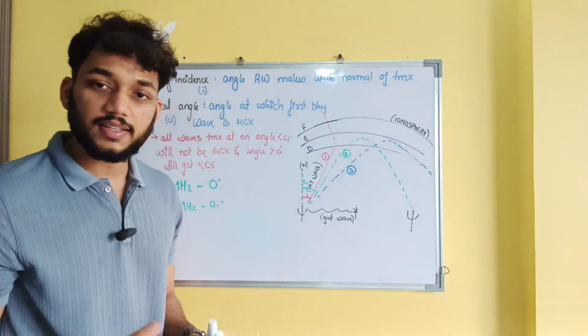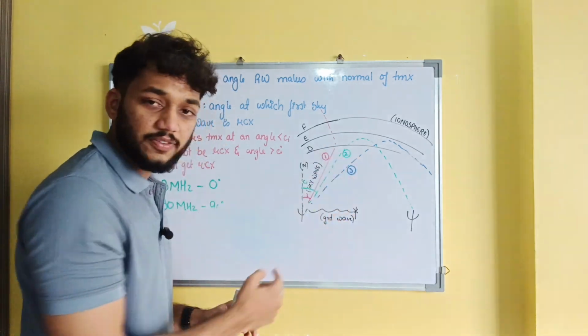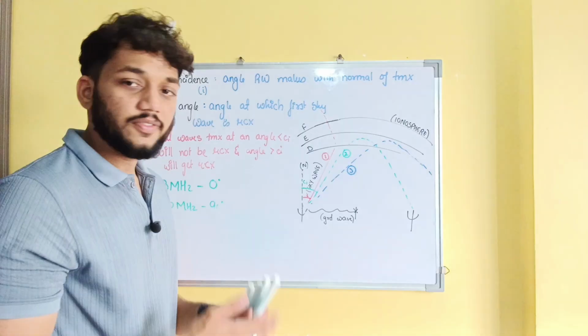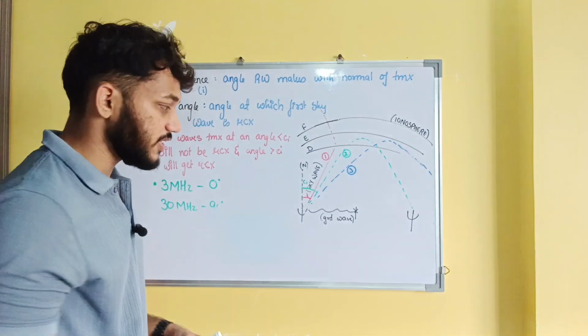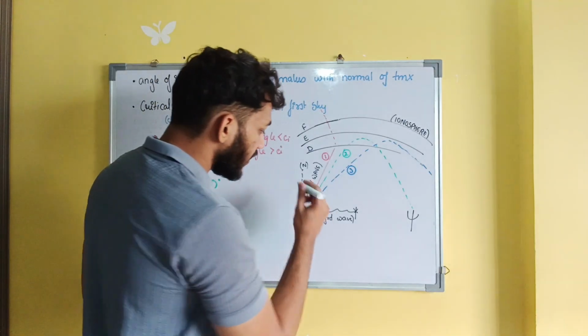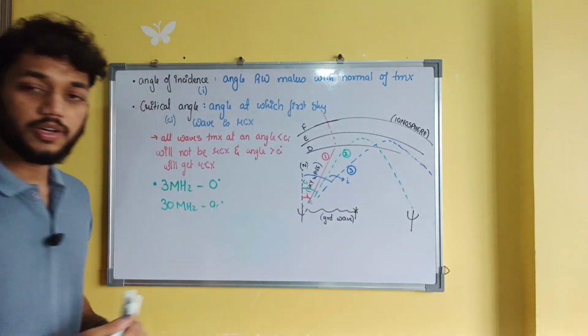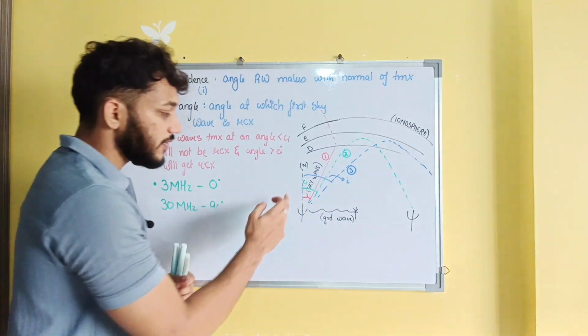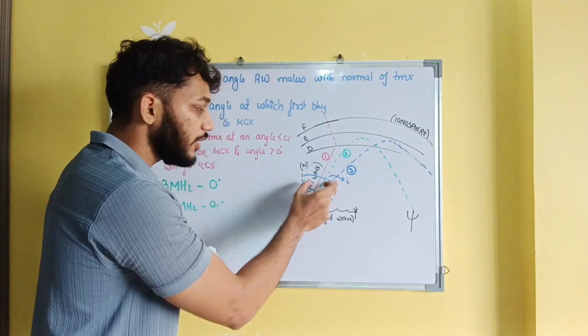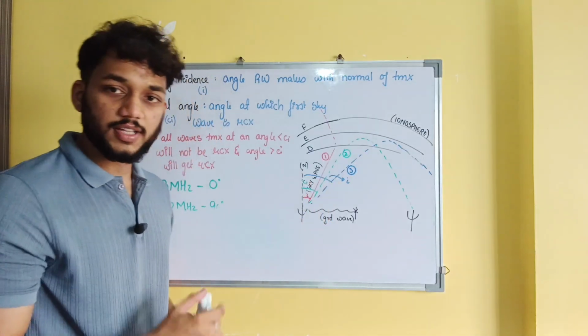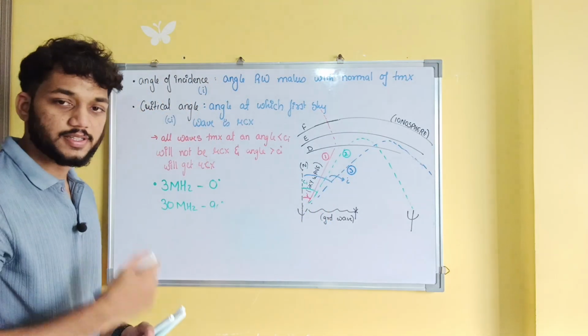ये जो सी आई लिखा है, that is the angle of incidence for green wave, but इसको सी आई क्यों लिखा है, we will understand in our next definition. And if we look at the blue wave, this is the angle of incidence for blue wave. So it is very simple. Angle that radio wave makes with the normal of transmitter is our angle of incidence.